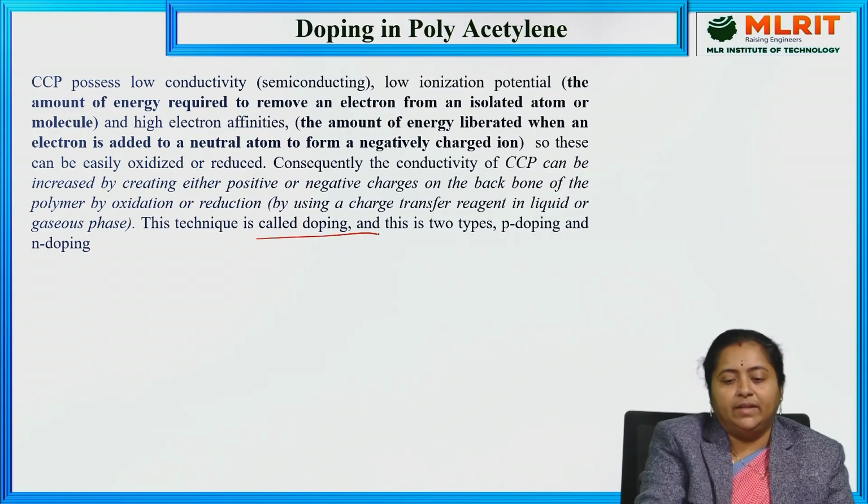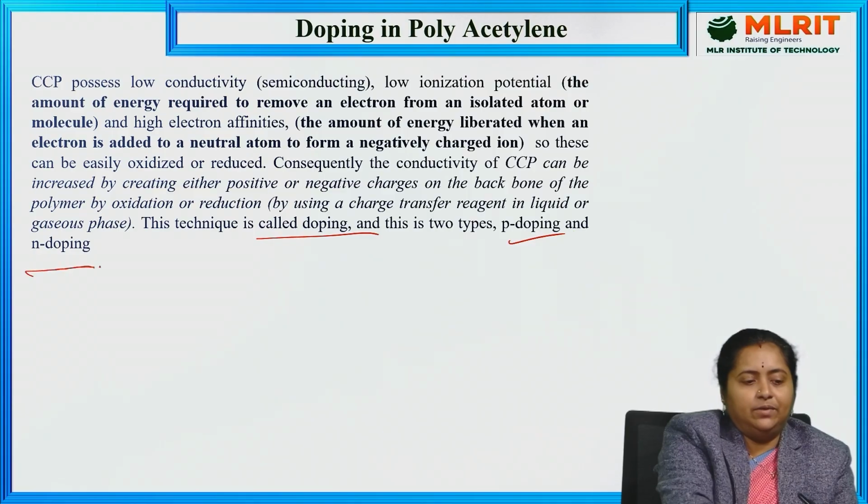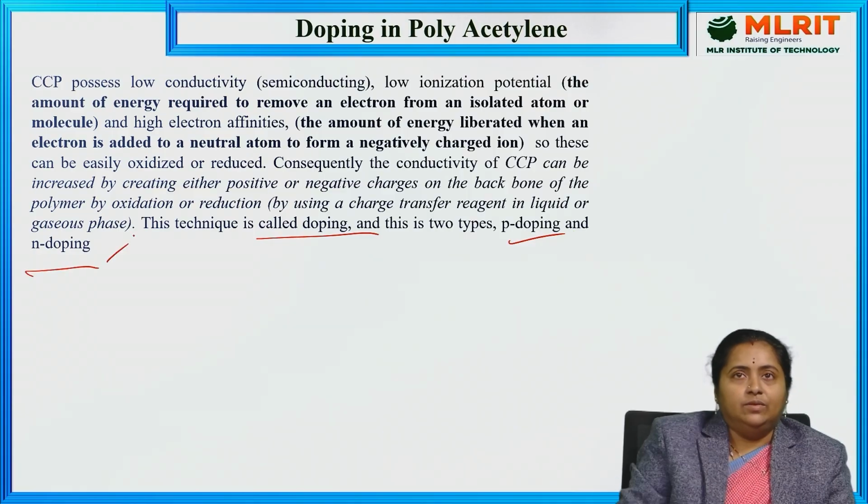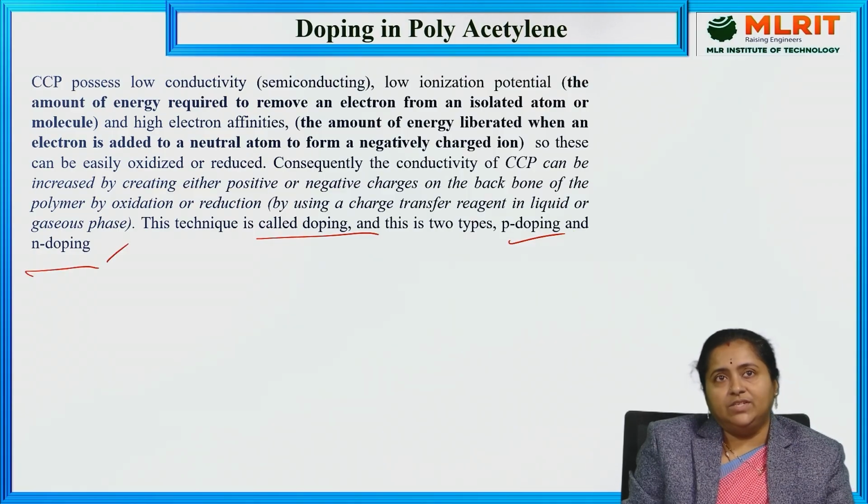Doping can be done in two different ways, p-doping and n-doping. So what do you mean by doping? Generally, these intrinsically conducting polymers exhibit some kind of conductance which is very poor.